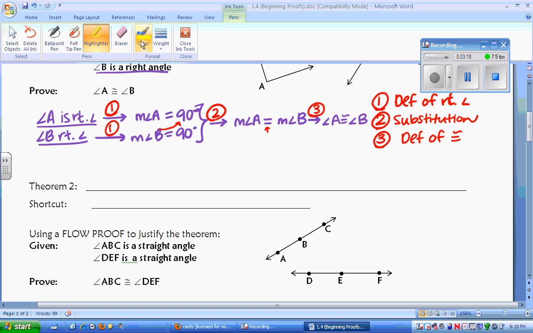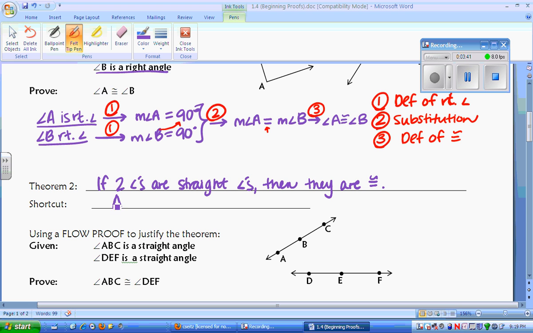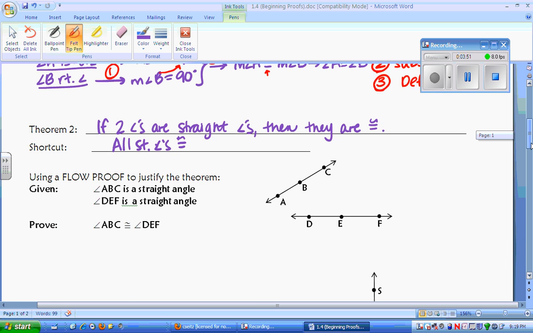Second theorem has to do with straight angles. So it's very, very similar. Just now they're not right angles, they're straight angles. So we're going to say if two angles are straight, then they are congruent. Okay, shortcut is all straight angles congruent. Alright, let's justify it by showing you a proof.